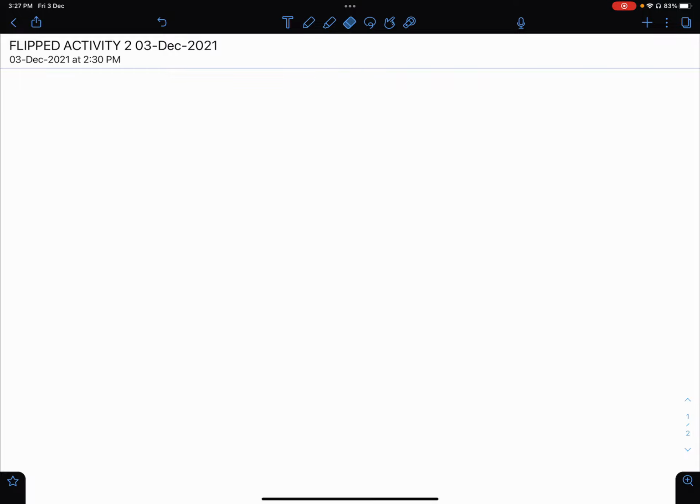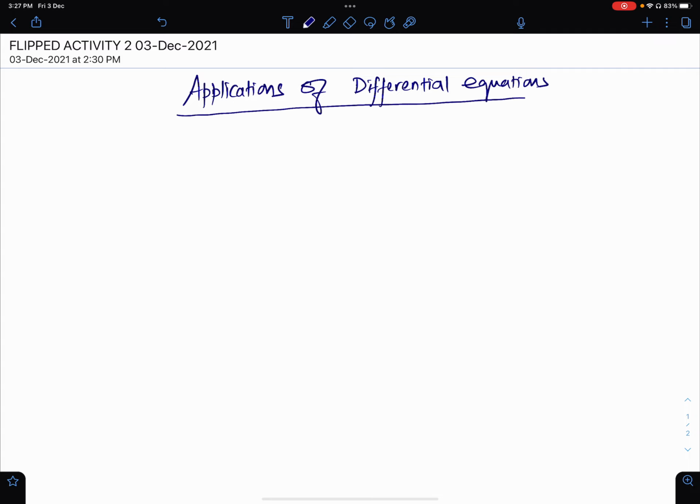Today we will discuss some applications of differential equations. So today's topic is applications of differential equations. The first application is exponential growth.